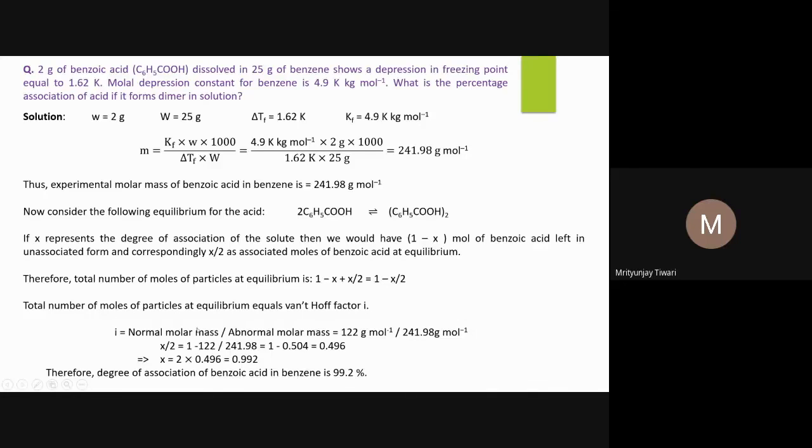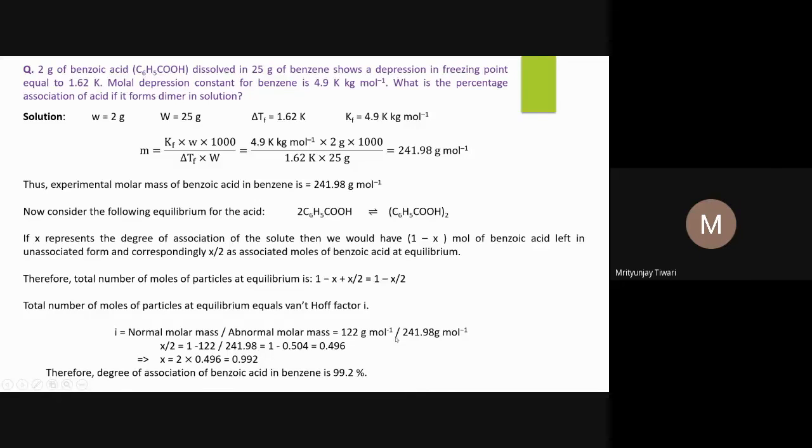The total number of moles of particles at equilibrium equals 1 + x/2, and this is what we know. The van't Hoff factor i will be equal to the normal molar mass divided by the abnormal molar mass, and the normal molar mass is what? From the benzoic acid, you can calculate the molar mass directly: C6H5COOH, 12 into 6 plus 5 plus 12 plus 2 into 16 plus 1.